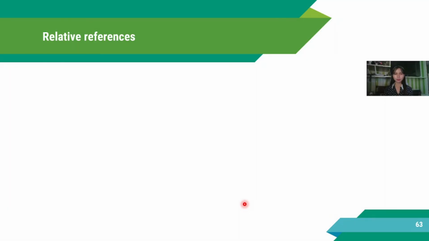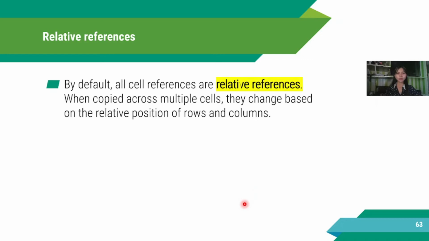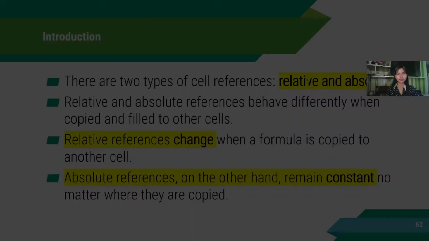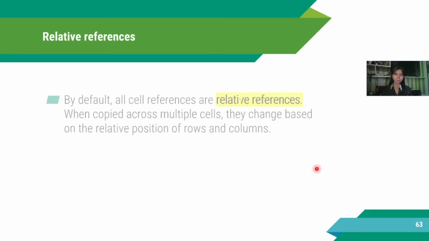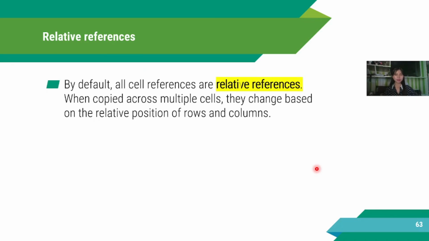copied. So by default, again, please remember this one. Ang relative references change and then absolute references constant. So relative references change, absolute references constant. So relative references. By default, all cell references are relative references. When you copy it across multiple cells, they change based on the relative positions or rows and columns.